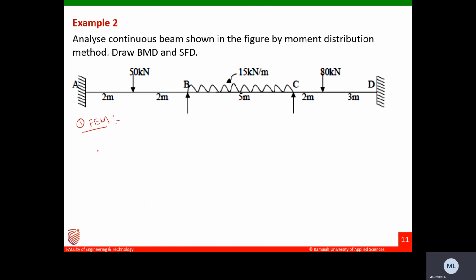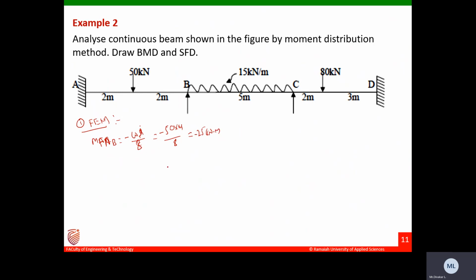Now let us find MAB. MAB equals MF of AB, which equals minus WL by 8, since the load is exactly at the center. Minus of W is 50, L is 4, divided by 8. So it is minus 25 kilonewton meters. This is MF of AB.